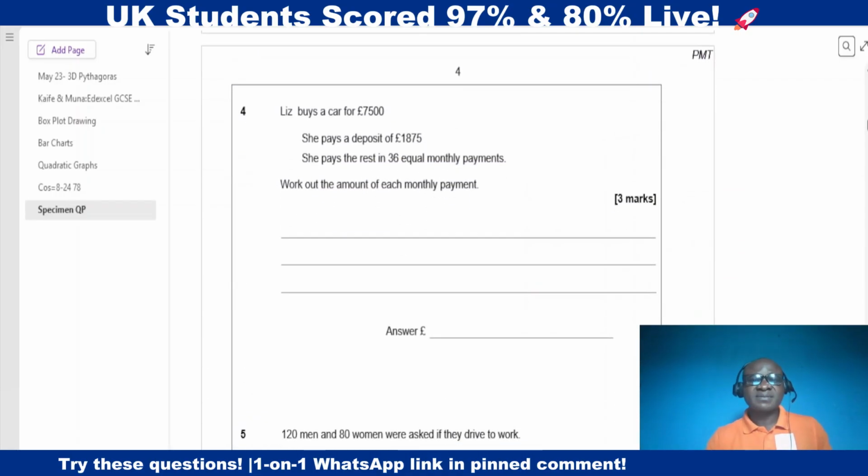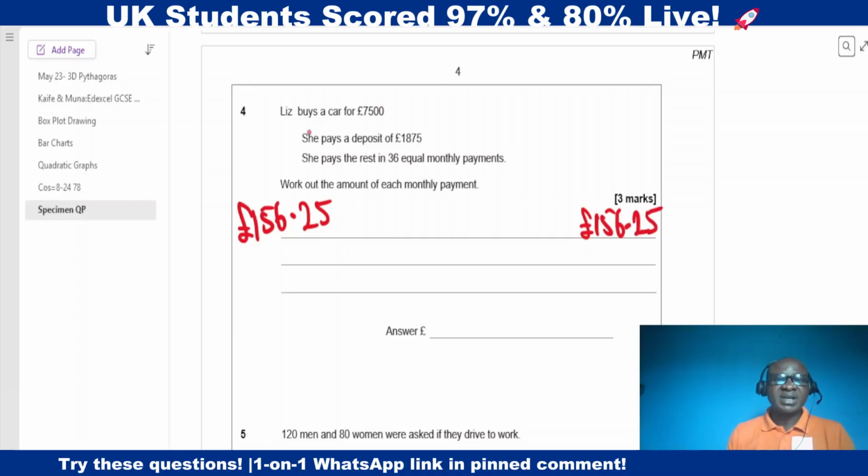Kaife, your answer? I got 156 pounds 25 pence. I'm listening to you. 100 and what? 156 pounds at 25 pence. Okay, and 25 pence. That is 125 times 2. 156 pounds 25 pence. Okay, 156 pounds 25. Mona, 156 pounds 25. Okay, I have to verify your answers here.